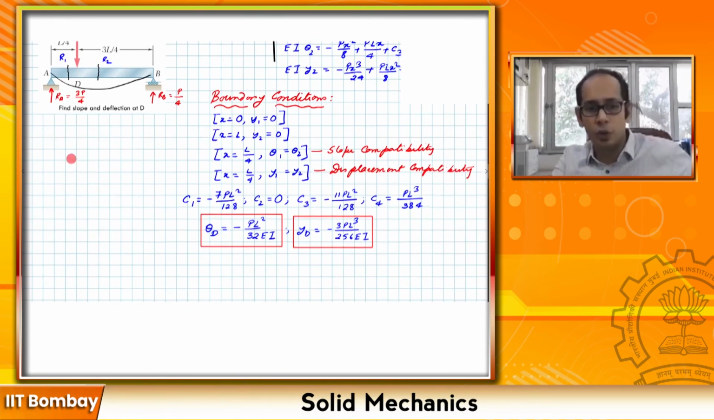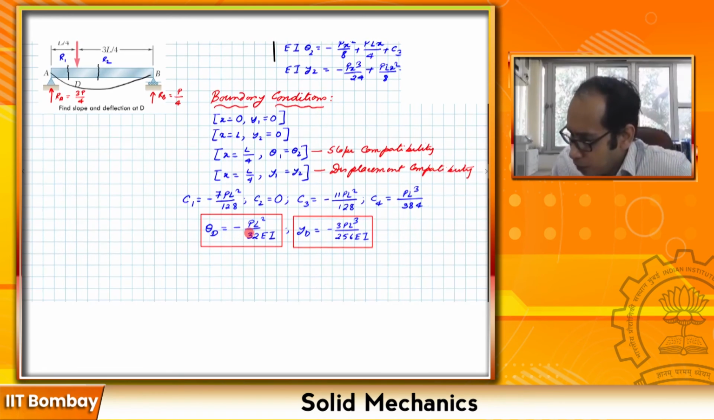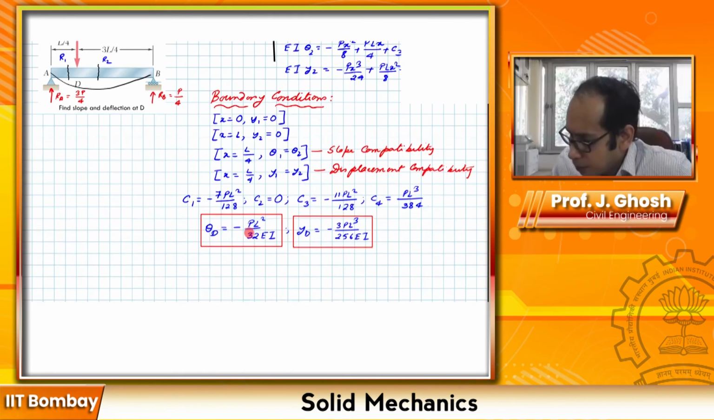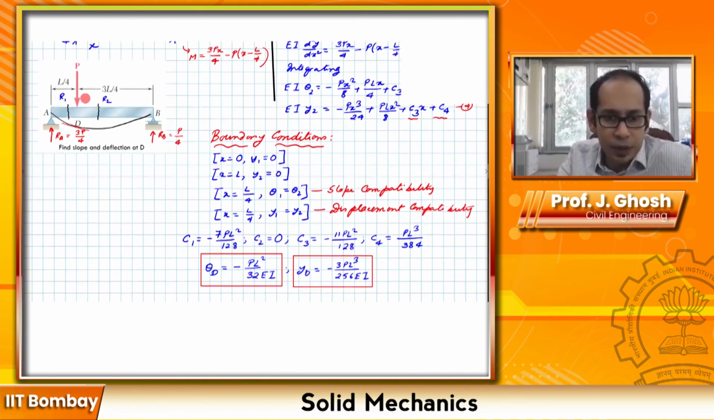Now one thing to note: you see that this theta d has a finite value, which is the value of the slope at this particular point d. It's a negative slope, as you can see, right? And also yd is negative, that means this point d is actually going down.